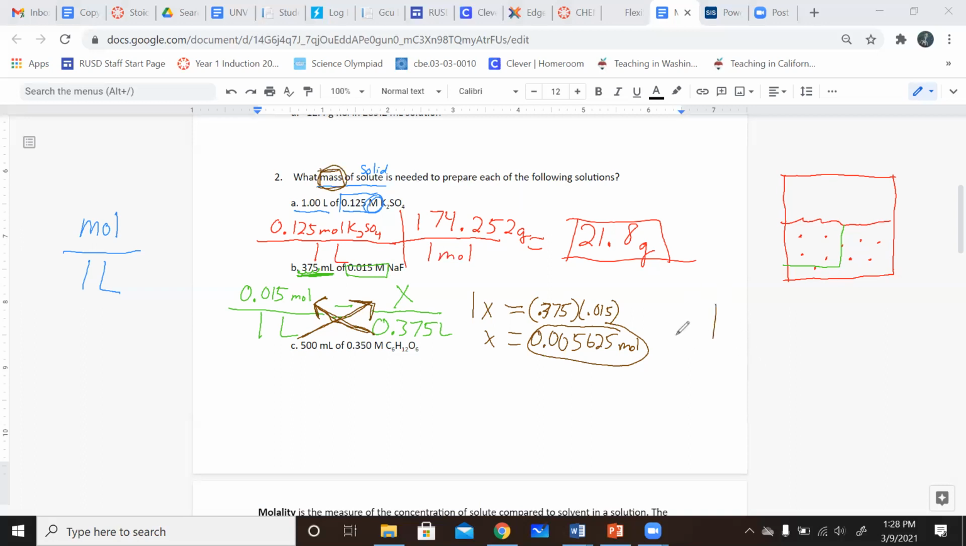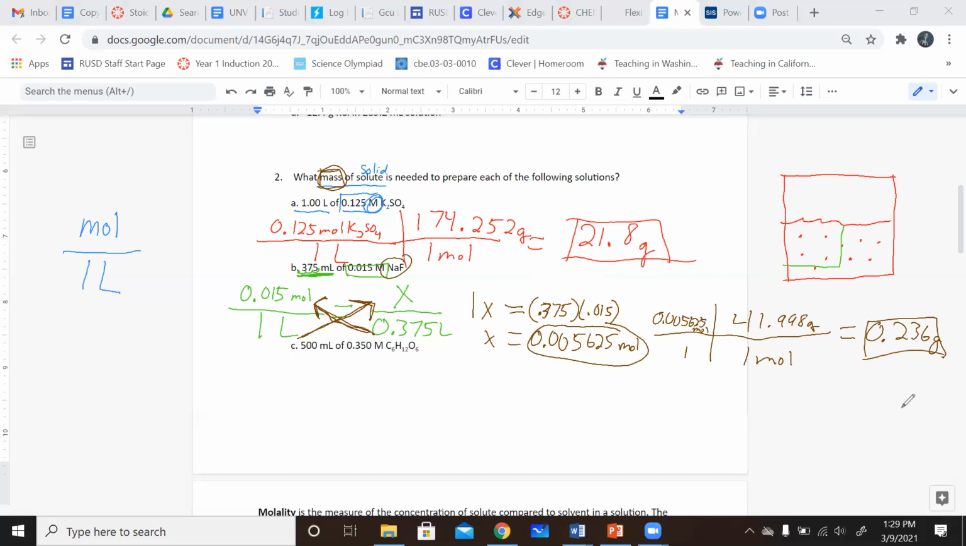So we're going to take that 0.005625 moles, and we're going to convert it to grams by multiplying by the molar mass of what we have, which in this case is sodium fluoride. And if we look at the periodic table, sodium plus fluorine equals 41.998 grams for every 1 mole. We multiply that out and we get 0.236 grams as our answer.